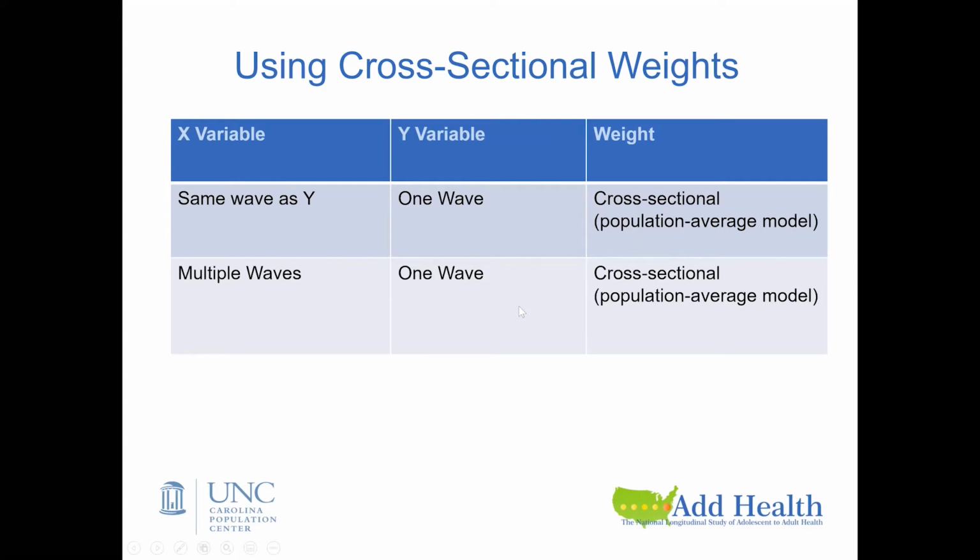Another time you use a cross-sectional weight, and this might not be what you expect, is when your outcome variable is in a particular wave, let's say wave 3, but the predictor variables come from waves 1, 2, and 3. Perhaps you're using parental education from wave 1 and whether or not you repeated a grade in school at wave 2. You would still use the cross-sectional weight for this type of analysis. So you can see that the use of the cross-sectional weight hinges on when the outcome is measured. Okay.